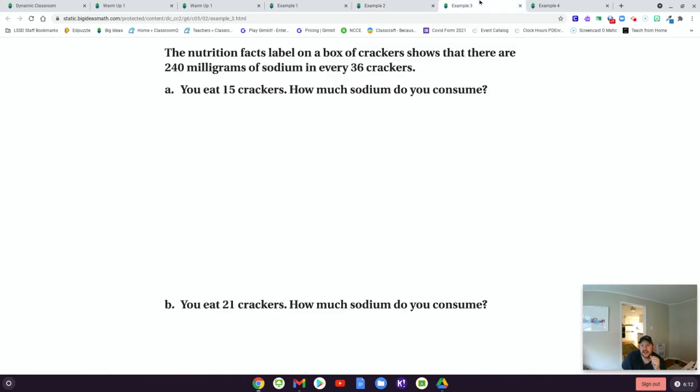Nice job. Okay, so the nutrition facts label on a box of crackers shows that there are 240 milligrams of sodium for every 36 crackers.